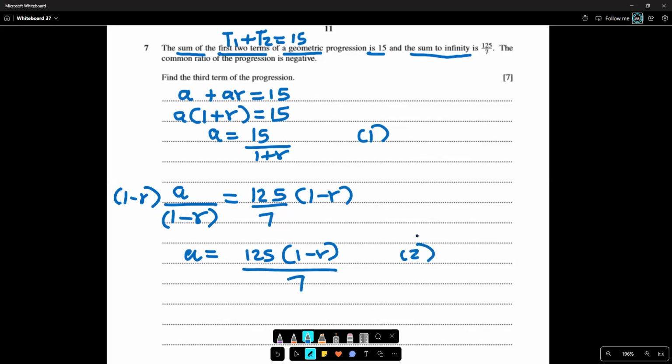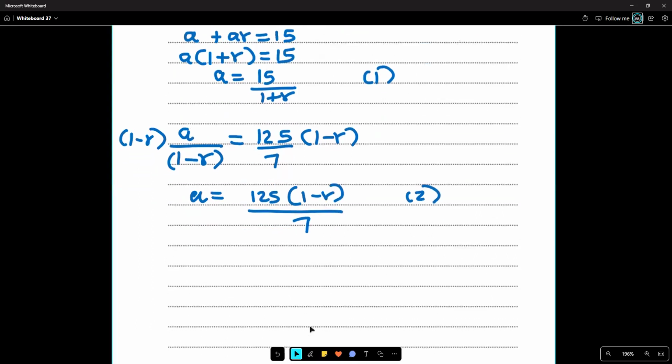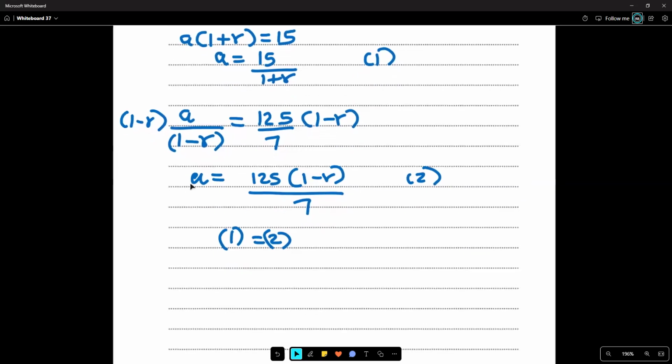All right. And then they say their common ratio, which is your R of the progression, is negative. So we know that R is less than 0. Find the third term of the progression. Okay. So we have done most of the parts already. We know that the first equation and the second equation are equal. So equation 1 equals equation 2. All right. Because they are all equal to A. You see? That is A.